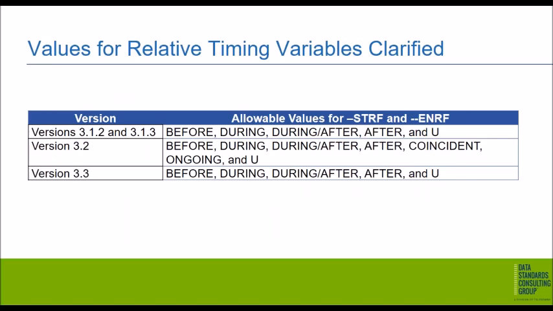There was a clarification in the values that are used for the relative timing variables. These are the variables STRF, ENRF, STRTPT, and ENRTPT. In 3.2, there was some type of typo, and nobody can figure out how it got in there. The values COINCIDENT and ONGOING were inadvertently added to the allowable values in the implementation guide, because it's all the same codelists. The implementation guide says to use certain values for some variables and other values for other variables. Well, the mistake was made here. So in version 3.3, it reverts back to what it was in 3.1.2 and 3.1.3, with the values COINCIDENT and ONGOING removed as recommended values, even though they're in the codelist.